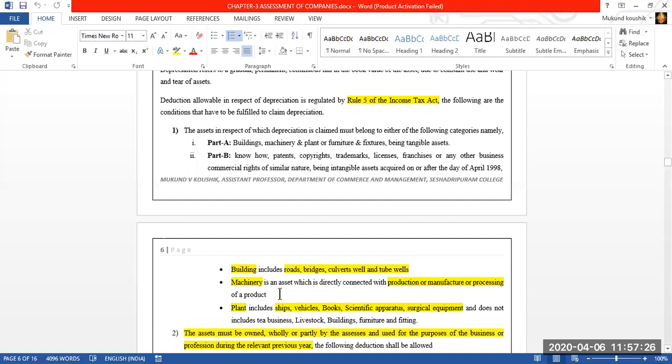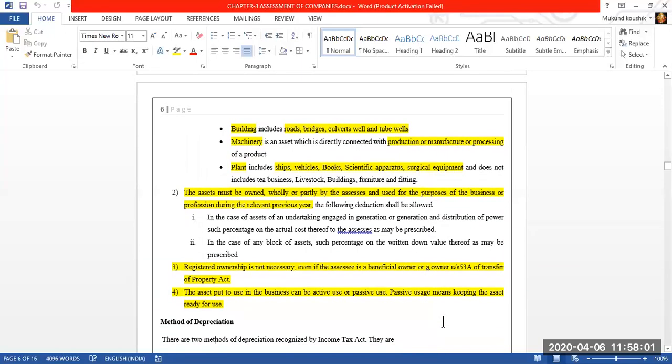Machinery is a particular asset which is directly connected with the process of processing goods or manufacturing or production of a particular product or article. If you are using any asset which is directly connected with production or manufacturing of any article or processing of a particular product, then it automatically becomes your machinery. Then again, the term plant includes ships, vehicles, books used by an assessee for his profession, scientific apparatus or devices, and also surgical equipment.